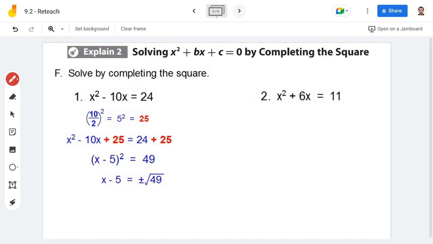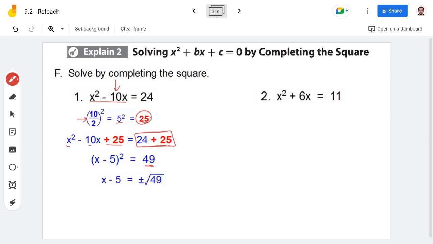Now look at this example. What we need to do is to solve this equation. First, ignore the number that you can see here after the equal sign, and focus on this one. It's similar to what we did in the previous question. Now, 10 is b. So now 10 over 2 is equal to 5, squared is 25. Now rewrite the equation, adding 25 to both sides. So it will be x squared minus 10x plus 25, and on the other side 25. Now 24 plus 25 is equal to what?